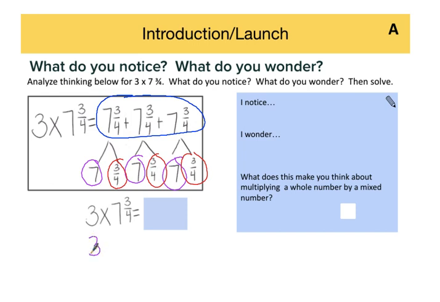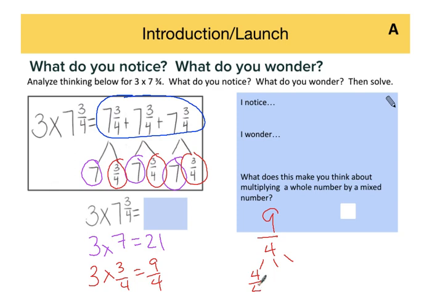So 3 times 7 gives us 21, and then 3 times 3/4 gives us 9/4. Now we can leave the answer as 21 and 9/4, or we can think about those 9/4 a little differently. How many 4/4, because those are wholes, can we fit into 9/4? We could fit 1, 2, right, 8/4. That leaves us with 1/4, right? So that gives us 2 wholes and 1/4.